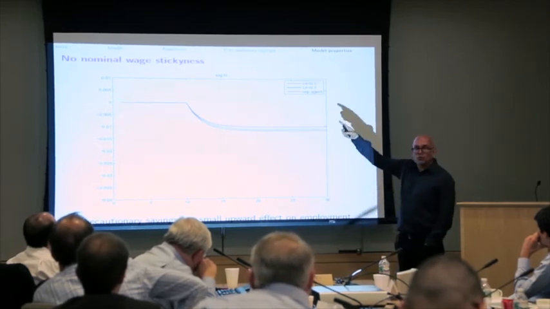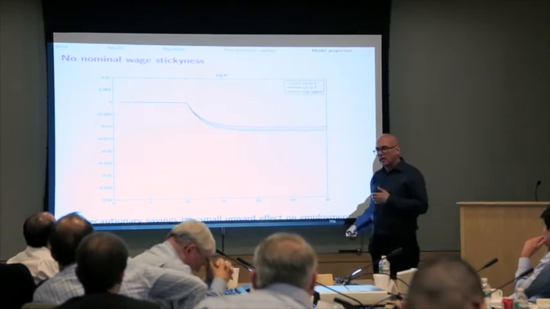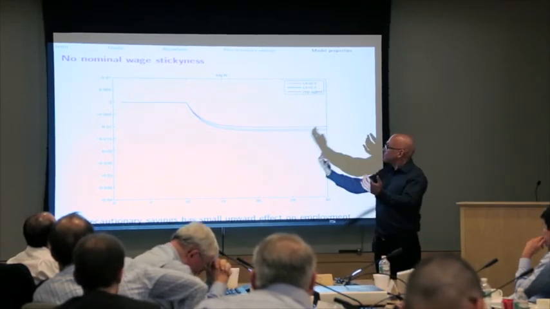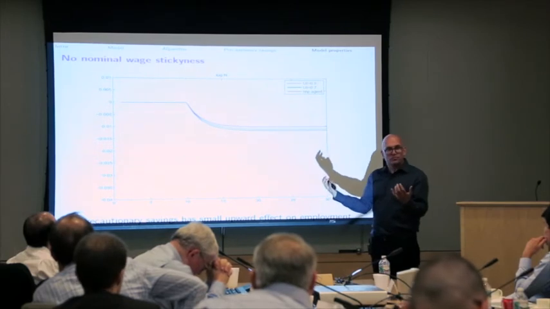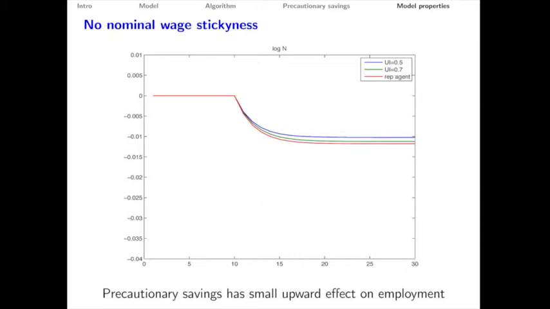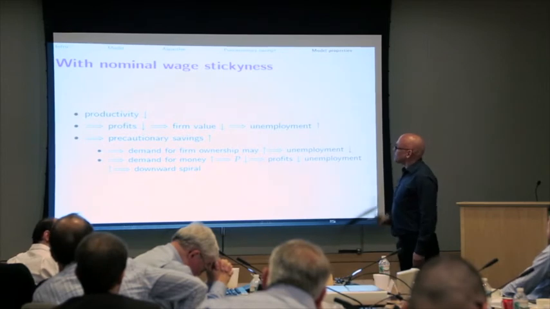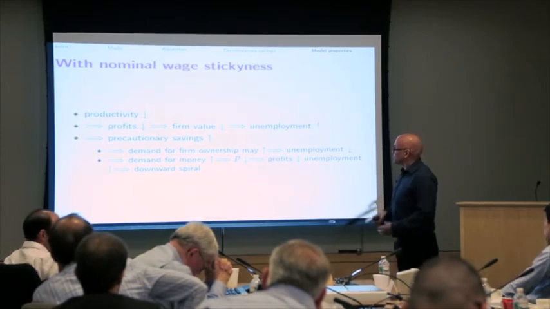Okay, but this is if there's no nominal wage stickiness. Right, so here the precautionary savings, a bit of it ends up in money, but the other part ends up in demand for firm ownership. And this extra demand for firm ownership actually dampens the downturn. Okay, so now let's look at nominal wage stickiness.